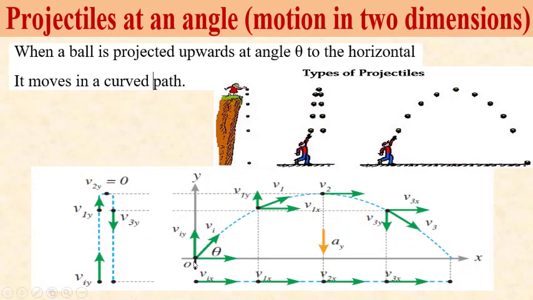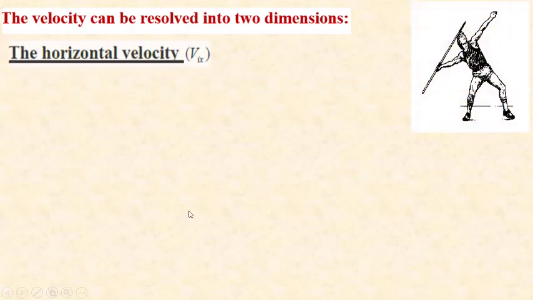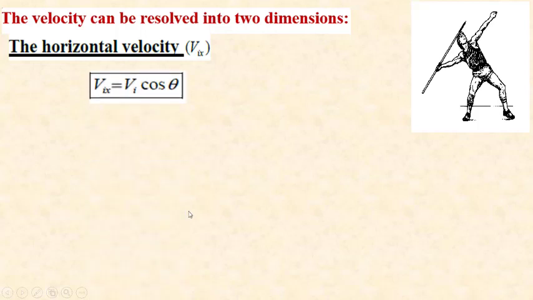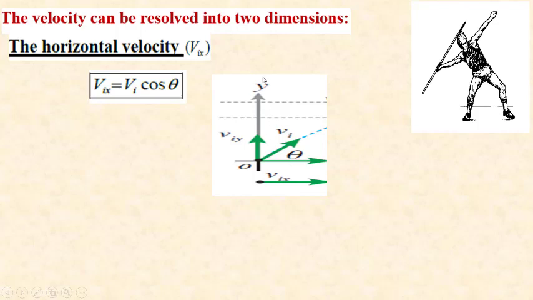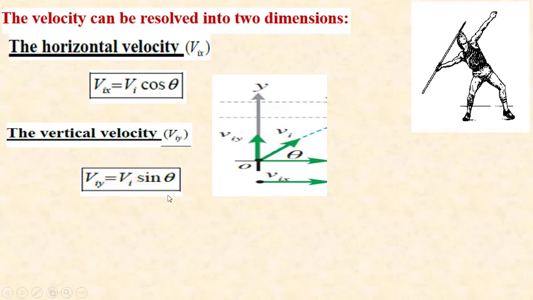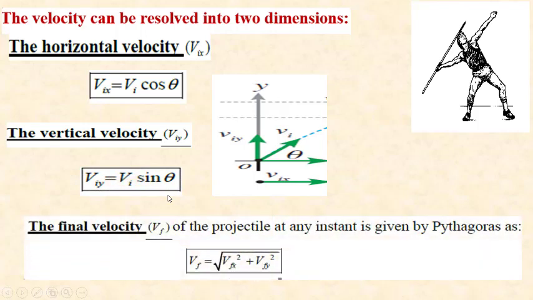The boy projected the ball with initial velocity vi. I have to resolve it into vix and viy as the following. The velocity in the x dimension, or horizontal velocity, vix equals vi cosine theta, while the vertical component of velocity, viy, I can get by viy equals vi sine theta. And then I can get the final velocity at any instant by using the Pythagoras theorem, vf equals root vfx square plus vfy square.